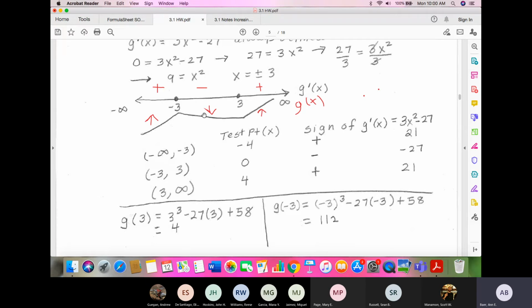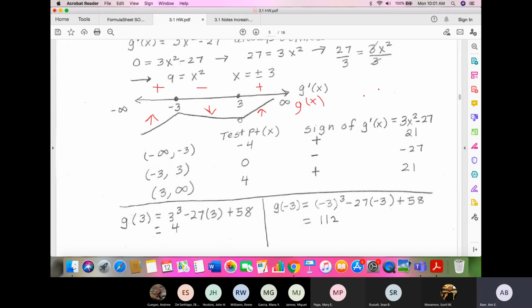And over here, we're decreasing and then increasing. We have a low point. We have a relative minimum here. So that's what it's telling us. So we have a relative maximum at -3, and we have a minimum at 3.